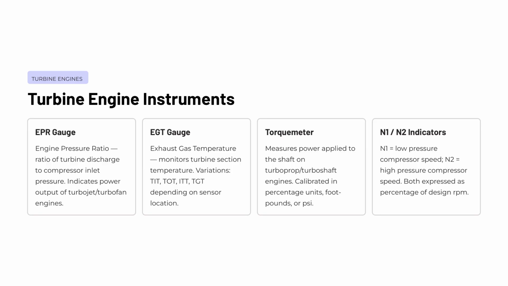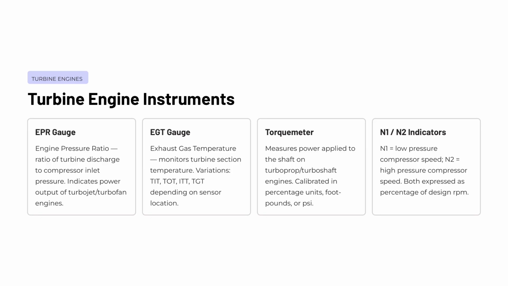Regardless of the label, the purpose is the same: protecting the turbine from exceeding its thermal limits. On turboprop and turboshaft engines, the torque meter measures the actual power being delivered to the propeller or rotor shaft. It may be calibrated in percentage units, foot-pounds, or SAI depending on the aircraft.